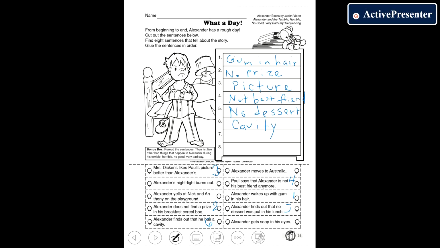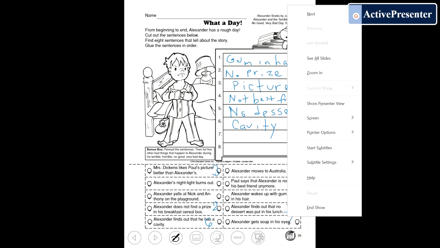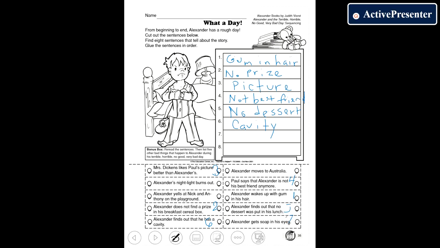And how about what happens after that? And you'll notice this next part, they kind of skip some things that happen. They skip him not getting the shoes he wants and going to his dad's office. So think about what happens towards the end of the day. Number 7, because he takes a bath and he gets soap in his eyes. So number 7 is soap in eyes.